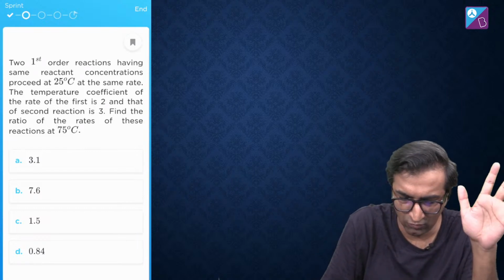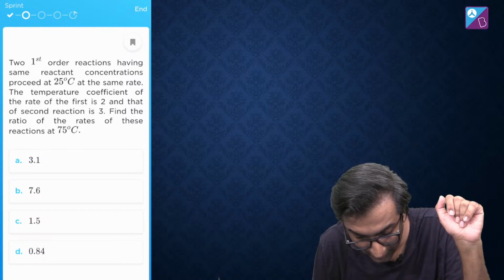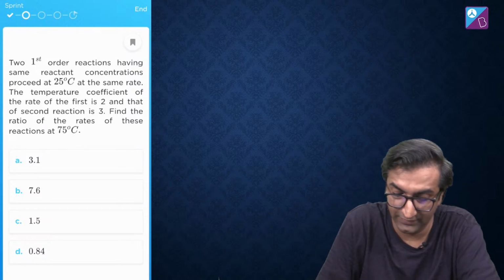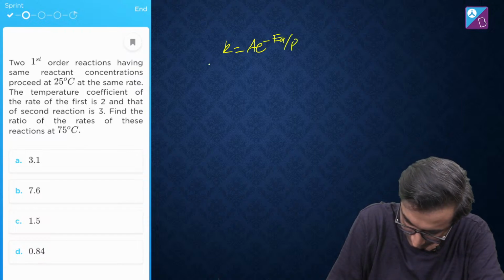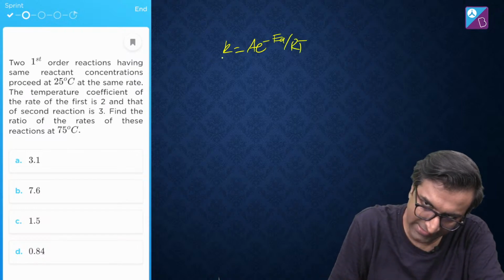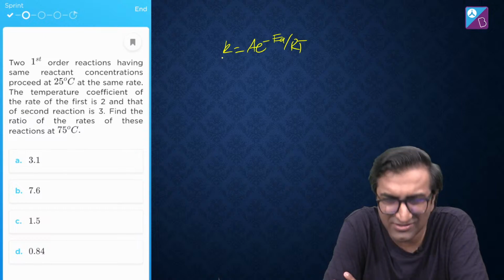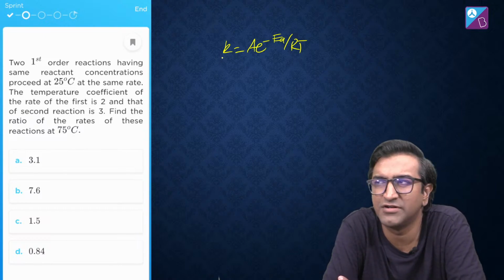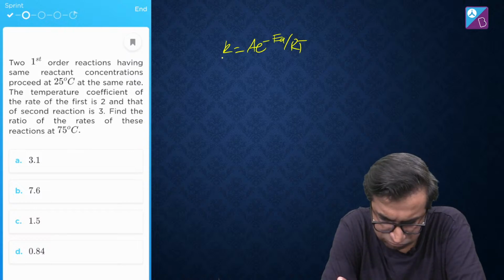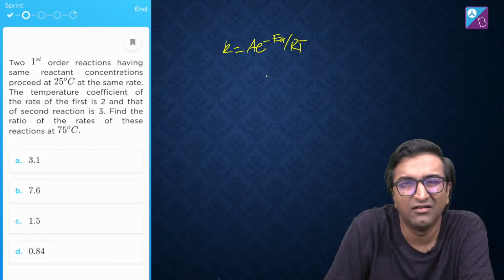Arrhenius equation is involved. What is Arrhenius equation? One minute, is this the right place? This is fine. K equal to A e power minus Ea by RT. There is temperature involvement. That means I've got to use this. Now, what is this temperature coefficient? What is temperature coefficient? Is it Ea by R?